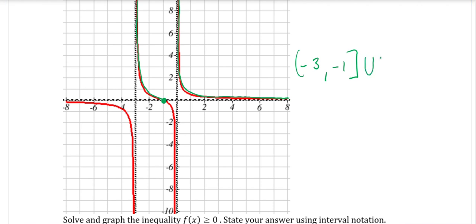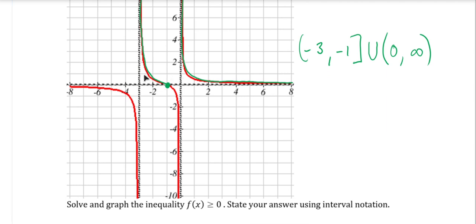Likewise, we would take this union together with 0 itself. It looks like it has a vertical asymptote at the origin, and then goes on to infinity without ever quite getting to 0. And we don't include infinities ever. We put that in parentheses. So there is my answer in interval notation for where is this graph positive or 0.